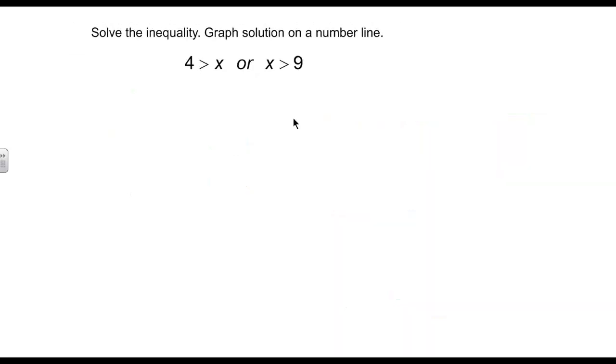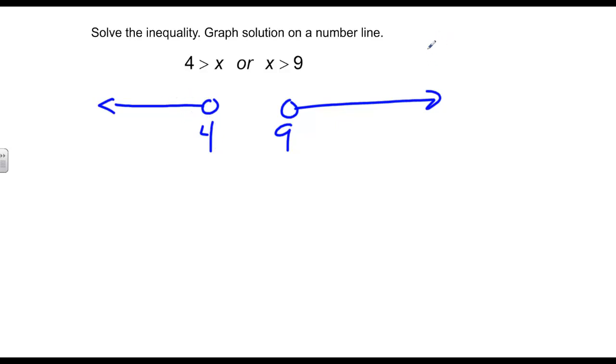Let's take a look at an OR statement now. If I were to go ahead and graph these two, because they're already solved, I'd have a 4, open circle, and it says x is less than 4. We go to the left. And then I would have a 9, and it says x is greater than those values. So I would move to the right. And an OR states that only one has to be true in order to state the solution.